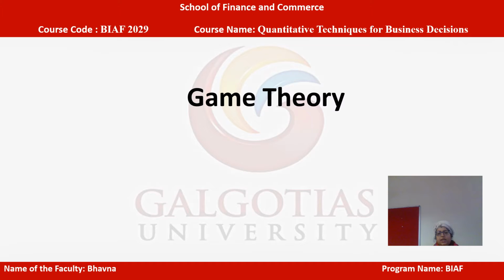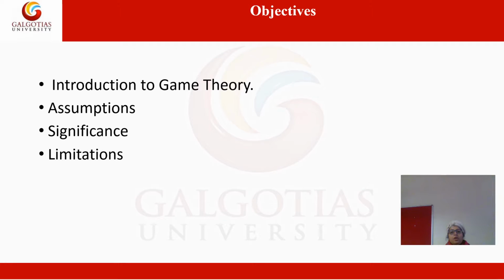As we know, game theory is one of the techniques of operational research. Let us learn what game theory is. The following are the objectives. The first objective is the introduction to game theory. The second objective is to study the various assumptions of game theory. The third objective is to study the various significance of game theory. And the fourth is to study the various limitations associated with game theory.